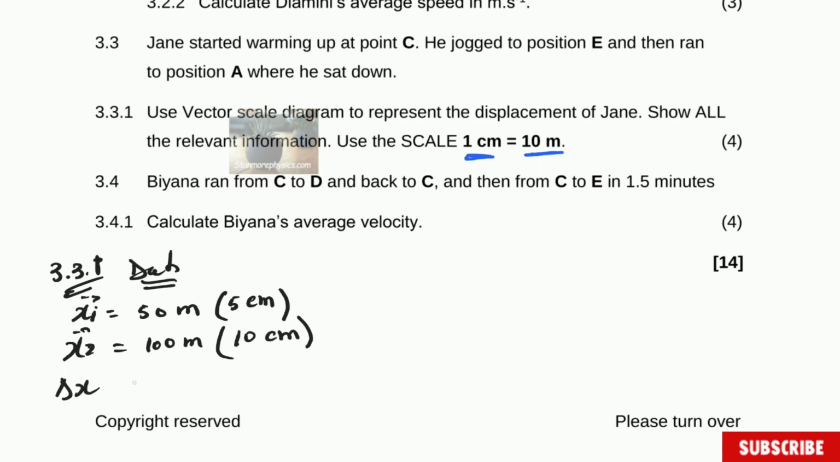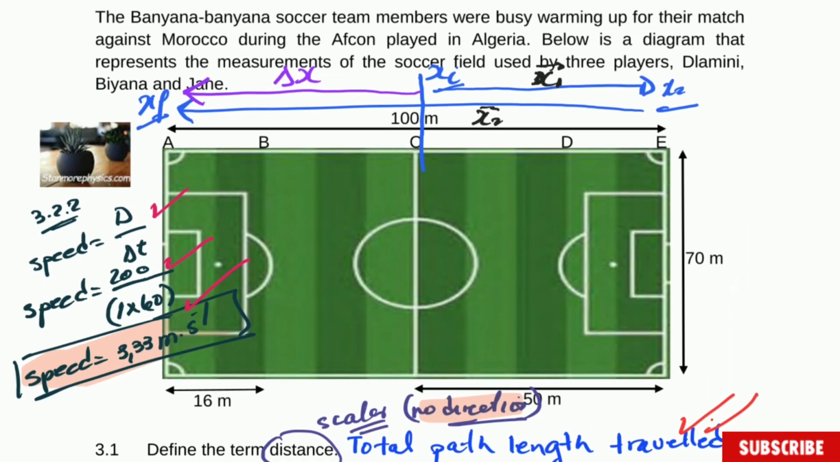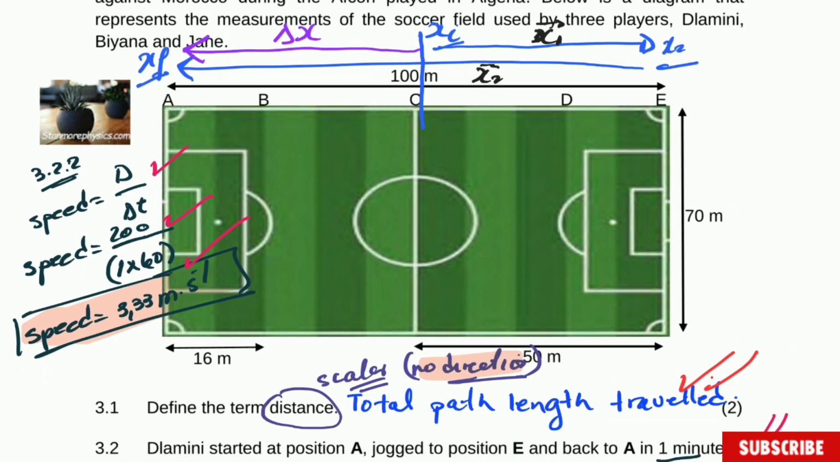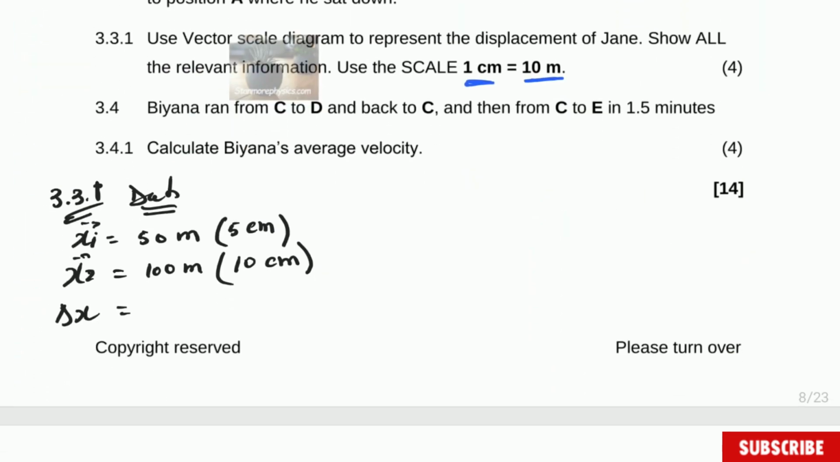The displacement is going to be from C to A, which is another 50 meters. This one is 50 meters and it's going to be 5 centimeters. So how do we draw this one? We are going to start at point C. So let's say, for instance, this point here is C. Now for this one, remember, you do need a ruler.